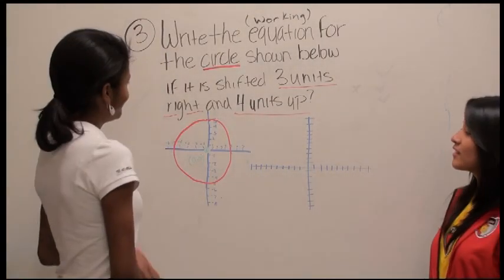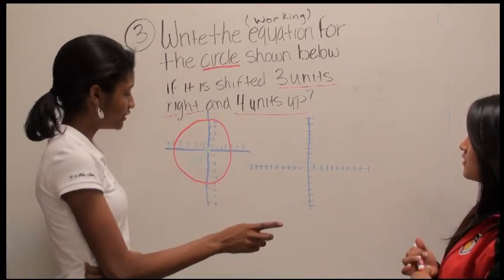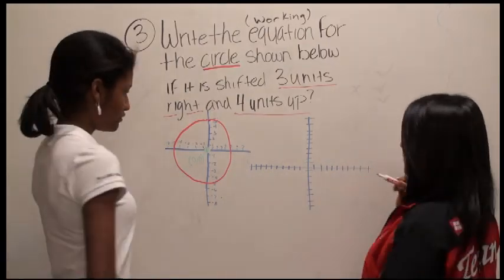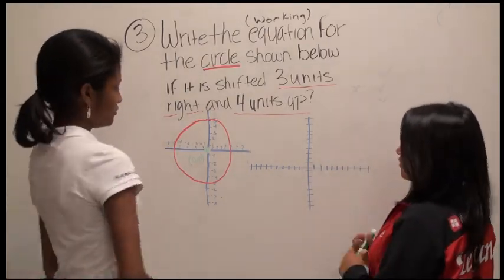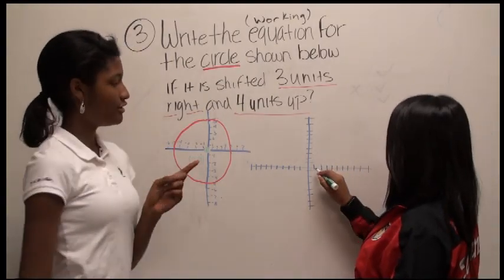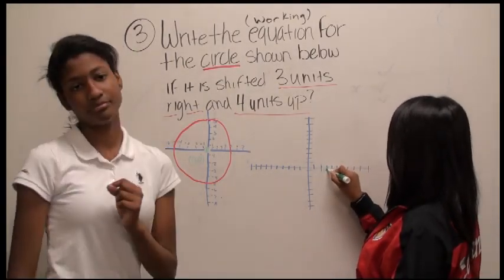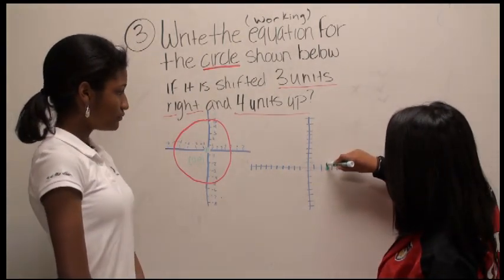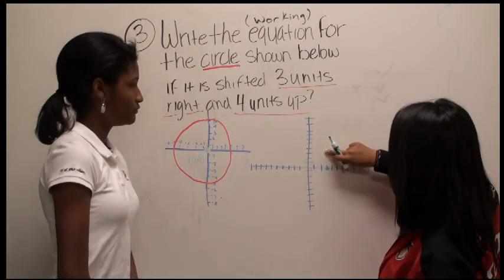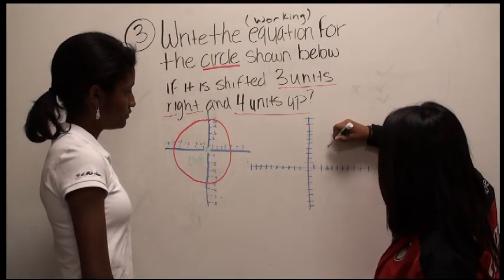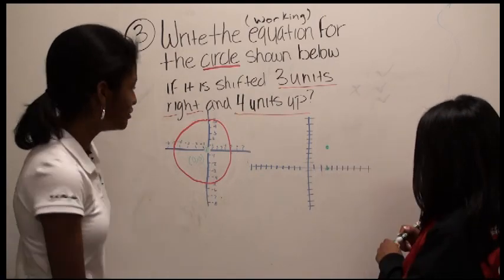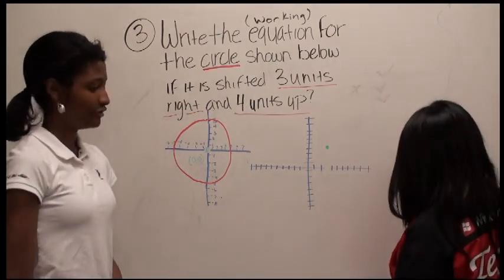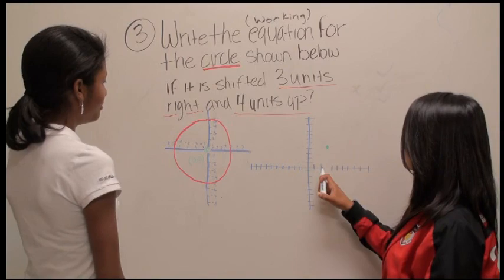Alright, so the graph shifts 3 units to the right. So let's go from your vertex. We're at 0, 0, so plus 3 will be at 3, 0. And then you're going to shift 4 units up, which will bring us here. Alrighty, we have discovered the new vertex of our circle. And this is what we're going to need to solve the problem.